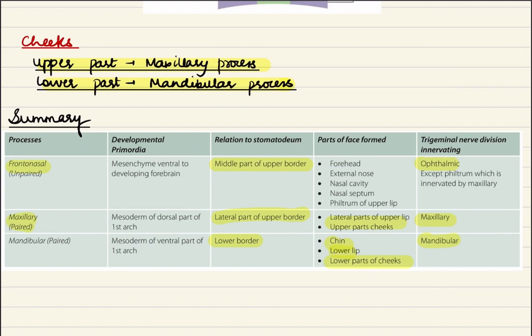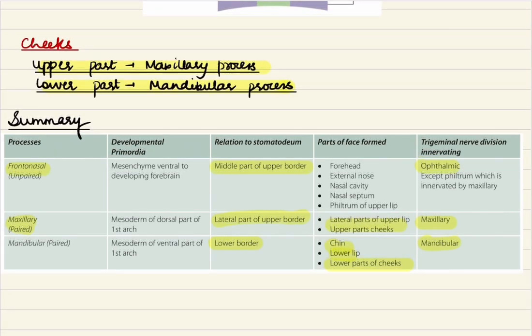And the innervation is from the first division of the trigeminal nerve, that is the ophthalmic nerve, except for the philtrum area, which is innervated by the maxillary nerve. And we have seen why, because the epithelium of the maxillary processes overgrows and covers the philtrum area. That is why it is supplied by the maxillary nerve.